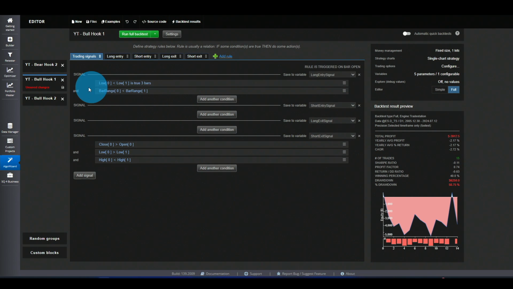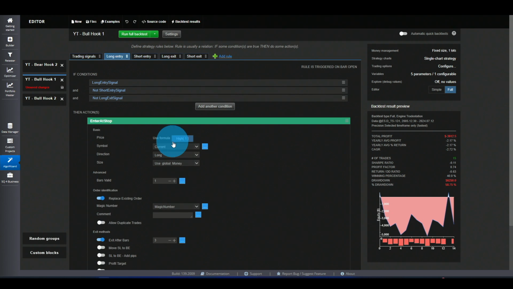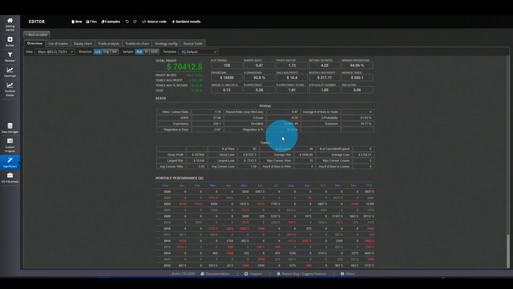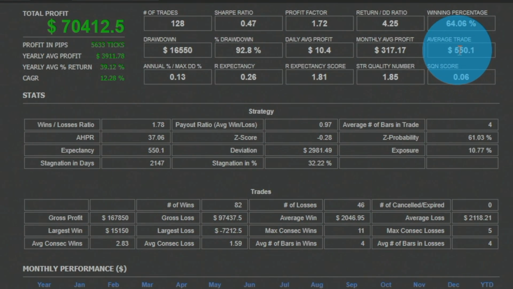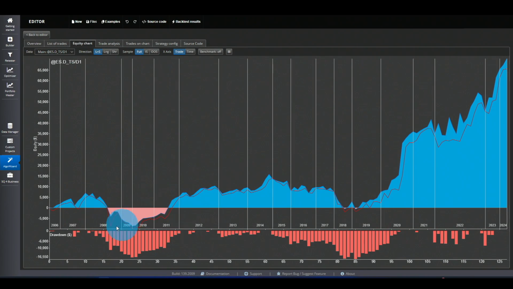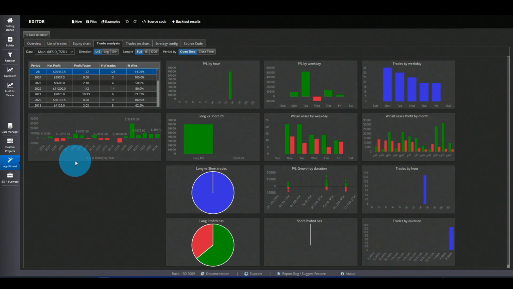Okay, so we keep the 3 lower lows and the last bar is a small range. And then we enter at a stop order for the high of the day before today. And then we hold for 3 bars. And that looks like a really good pattern on the S&P 500, which of course is very expected. And we can see the average trade is 550, 64% win rate. That's totally expected. And then the equity chart looks like this. Of course, we can add a filter to enhance the drawdown and the trade analysis.